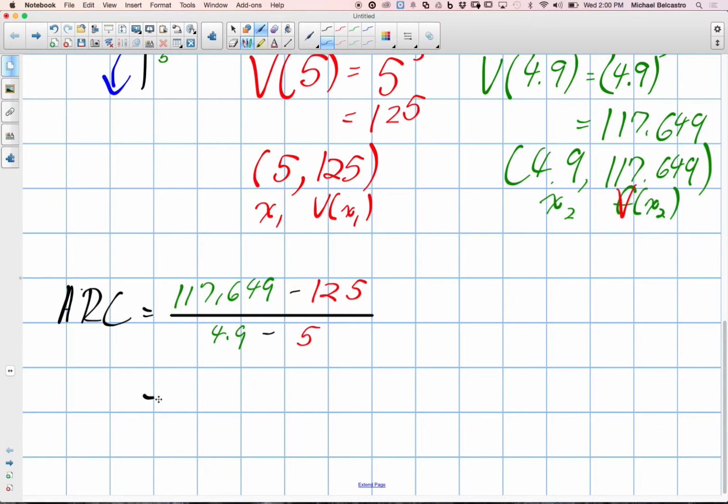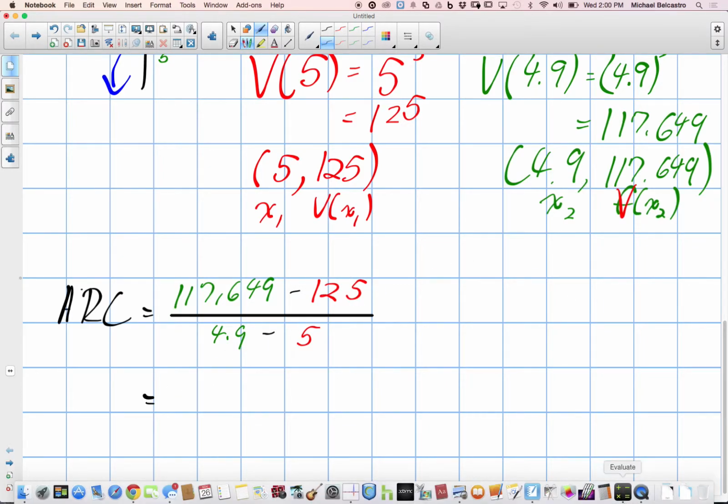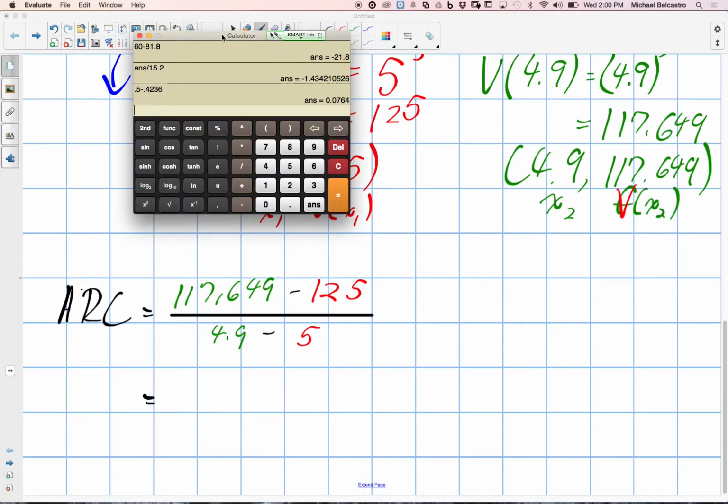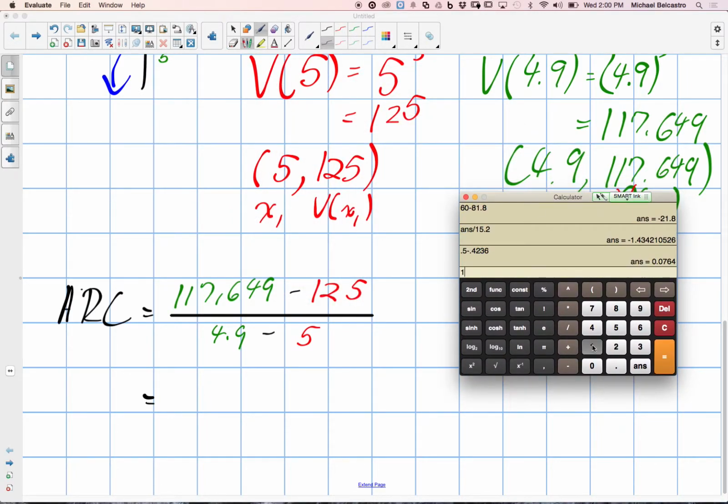Okay. So let's figure out these values as close as we can. 117.649 subtract 125. And actually, I think I can bracket all that, and it's going to be divided by 4.9 subtract 5. And it gives us a slope. And if anyone wants to test, does that sound right to you? Okay, I guess so. 73.51.